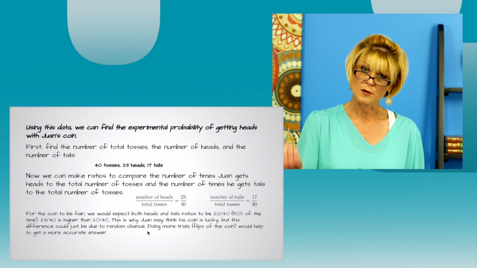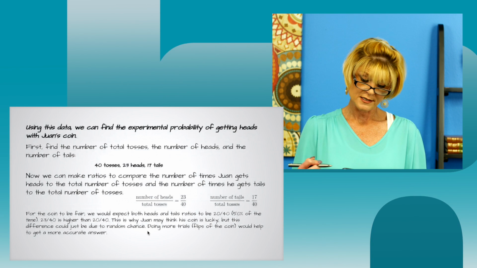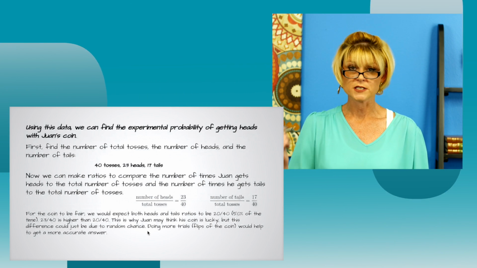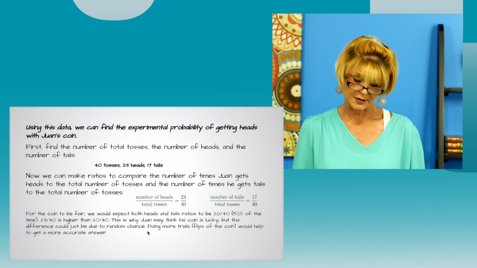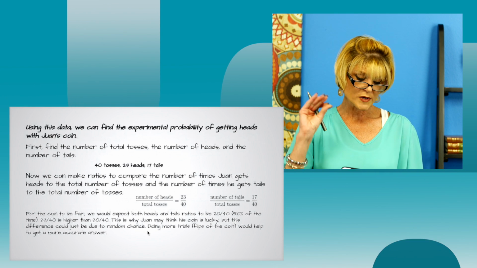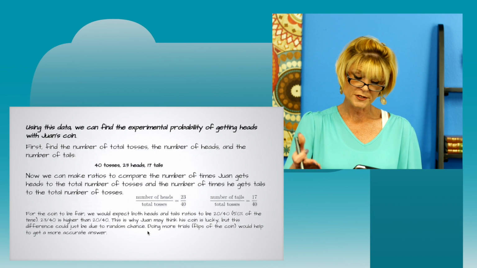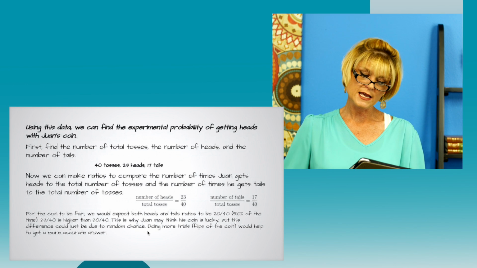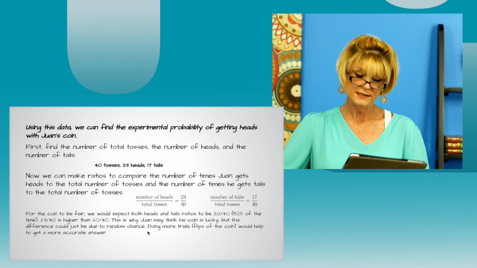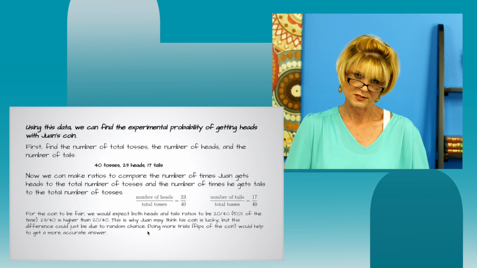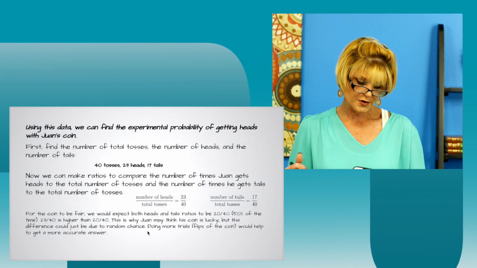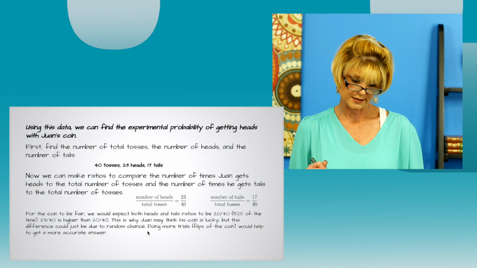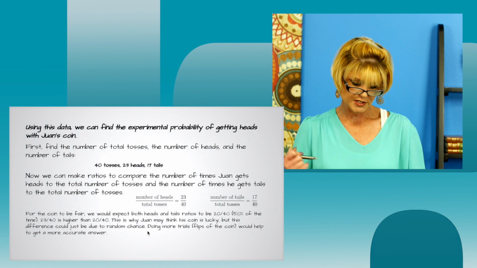First, we're going to find the number of total tosses, the number of heads, and the number of tails. In 40 tosses, he had 23 heads and 17 tails. Now we can make ratios to compare the number of times Juan gets heads to the total number of tosses, and the number of times he gets tails to the total number of tosses. So we have total heads over total tosses, and total tails over total tosses: 23 over 40 and 17 over 40.